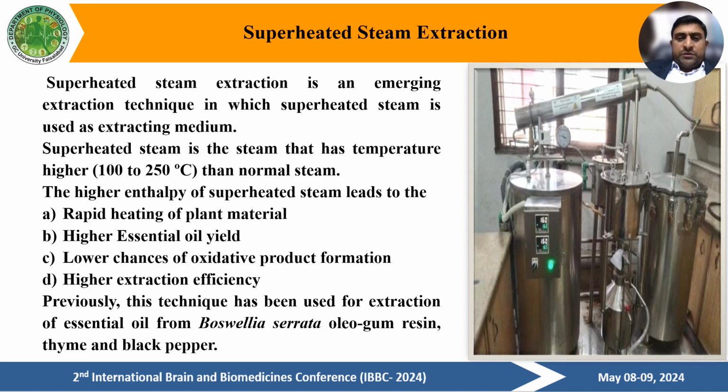Next is superheated steam extraction. Superheated steam is one of the emerging techniques in which we use superheated steam that has a temperature from 100 to 150 degrees centigrade. Due to the very high temperature, it is a rapid method of extraction. It gives high yield, low chance of oxidation of the product, and high extraction efficiency. Previously, it was used for the extraction of essential oil from patchouli, resins, black pepper, thyme, and some other plant materials.